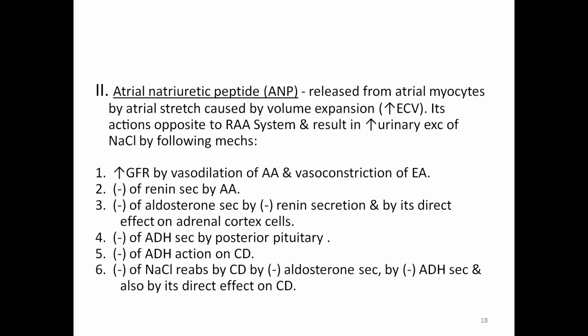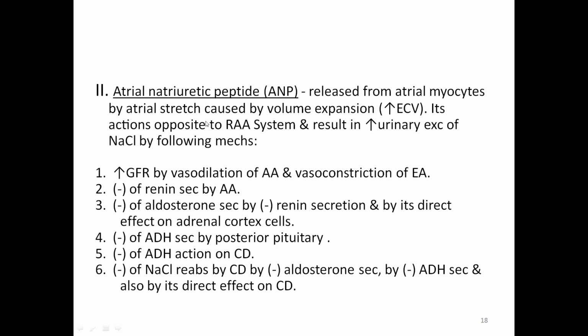Then another factor is your atrial natriuretic peptide, or ANP. So ANP is released from atrial myocytes by the atrial stretch caused by volume expansion, increased ECV, and its actions are opposite to that of renin. So that's about ANP. We will come across this in a diagram very shortly. As I said, its actions are opposite to that of the renin-angiotensin-aldosterone system, and that results in an increased urinary excretion of sodium chloride.